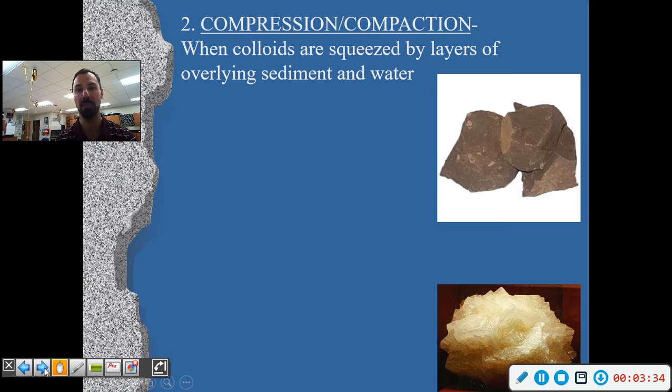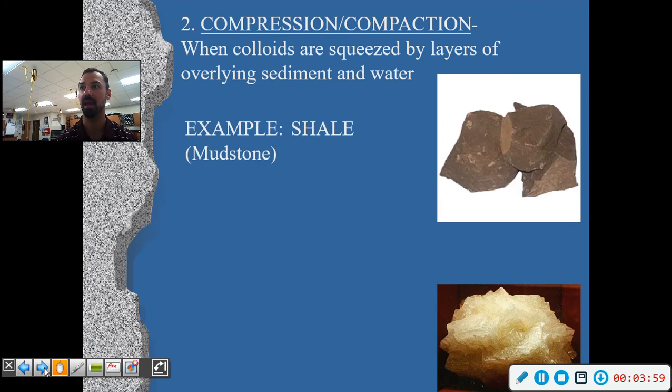All right, compression, or compaction. Basically all the weight from the overlying rock layers will push down on the pre-existing rock layers, and colloids, which are clay and silt-sized particles, really small particles, smaller than sand-sized particles, are squeezed by the layers of overlying sediment and water, and you end up with rocks like shale. Shale is a very smooth sedimentary rock, made of very small, fine particulates, and so it's a little different than a sandstone, much smoother.